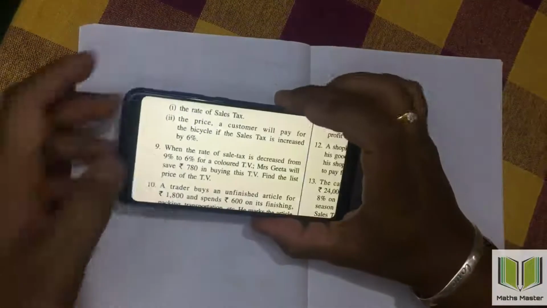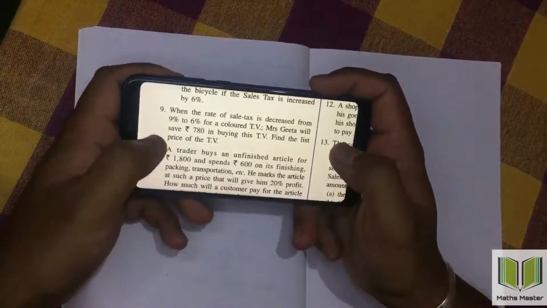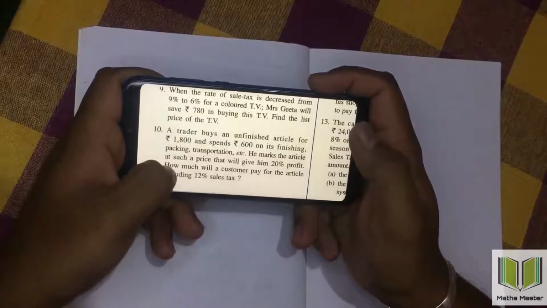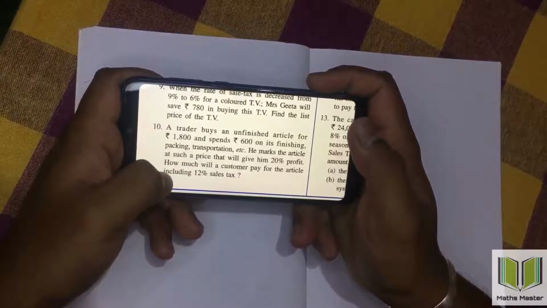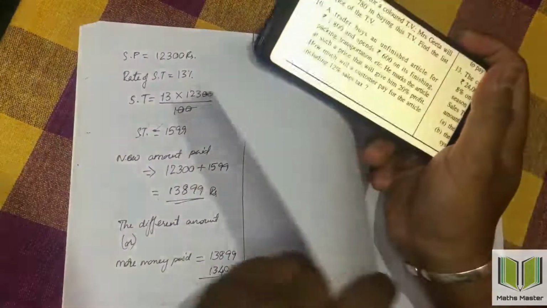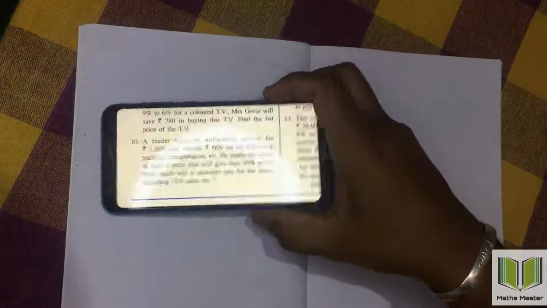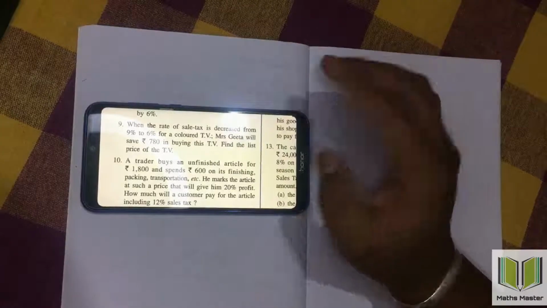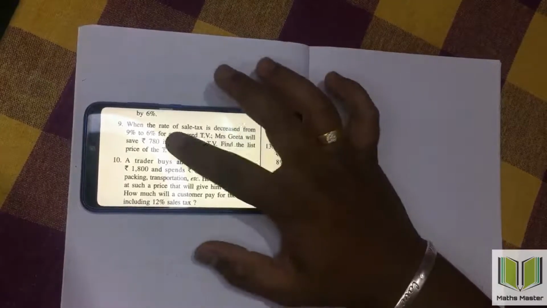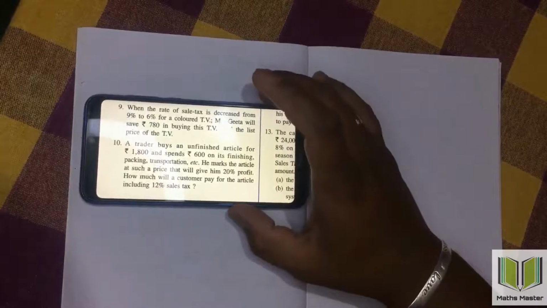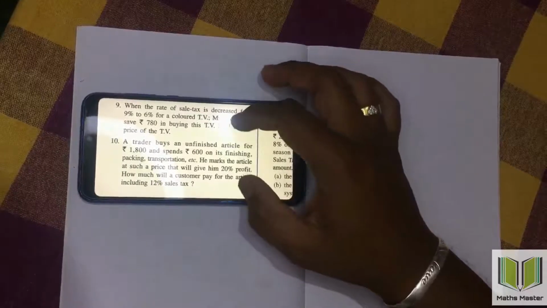Okay, going further, let's see what the 9th problem and 10th problem are. When the rate of sales tax is decreased from 9% to 6% for a colored TV, Mrs. Geeta will save rupees 780 in buying this TV. Find the list price of the TV. It is a similar kind of problem where they are saying 780 rupees is saved. The difference amount is what they are talking about. Obviously when the rate of sales tax decreases, the amount paid will also be reduced, right? That reduced amount is what they are talking about. After reduction, they are going to save 780 rupees. Try to solve it and put your solution across in the comment section. If you are not getting the solution, you can put that as well in the comment section.